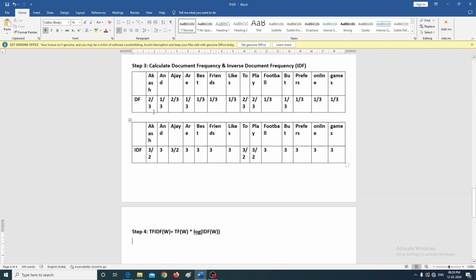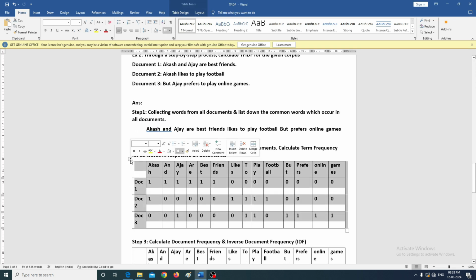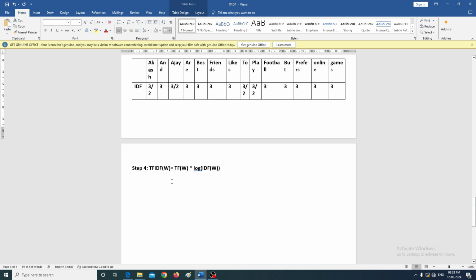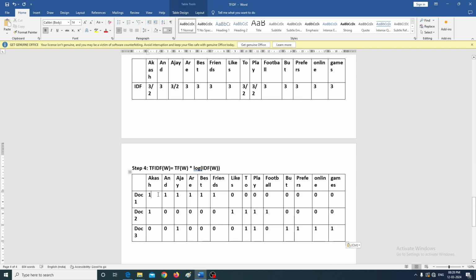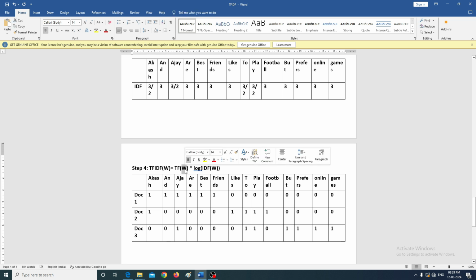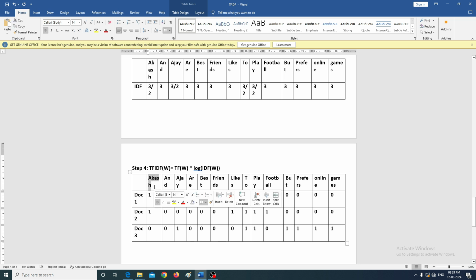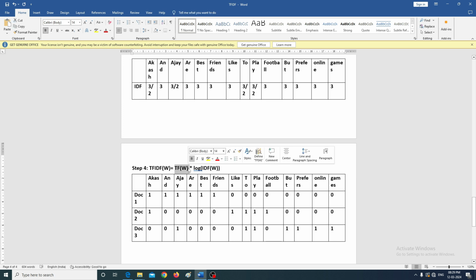So I am going to copy this table here, and paste it here. Now I am going to calculate the TF-IDF of each word. This is the term frequency of the word Akash in document 1. The formula is TF of W, where W means word, clear. IDF of W means the IDF of each word. Here I am going to calculate the TF-IDF of W for the word Akash. The TF-IDF of W is TF of W, that means term frequency of W, times log of inverse document frequency of the word, clear.